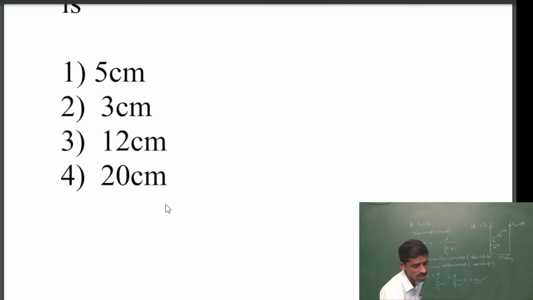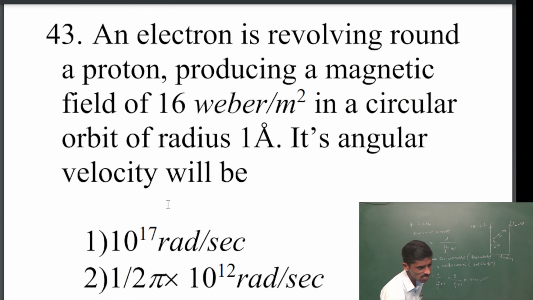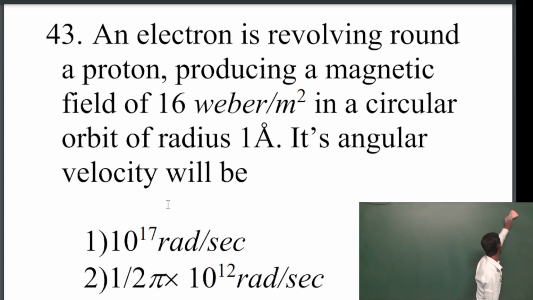So 3 centimeter, second option. An electron is revolving around a proton, producing a magnetic field of 16 Weber per meter square. In a circular orbit of radius 1 angstrom unit, what is the angular frequency?